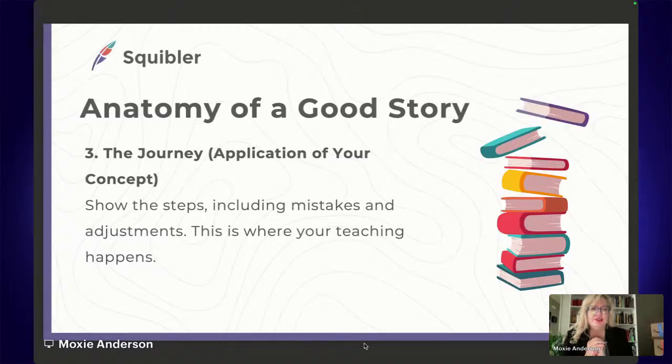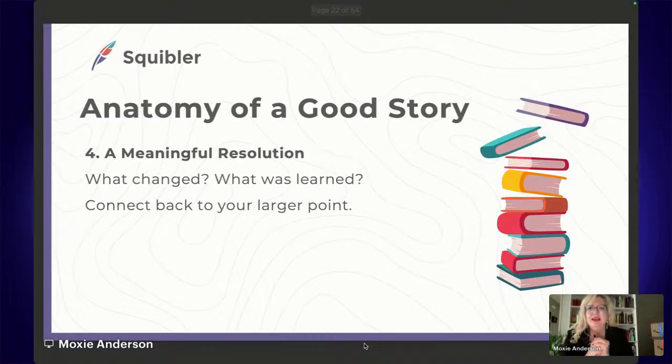The next part of your good stories is the journey. You want to apply the concept that you're discussing in your chapter, the theme of your chapter. You want to show the steps, including the mistakes and adjustments that the key players in the story you're telling had to make. And this is the moment where the teaching happens, where you're going to be showing how this story applies the theme you're covering in the chapter of your book. The next part is a meaningful resolution.